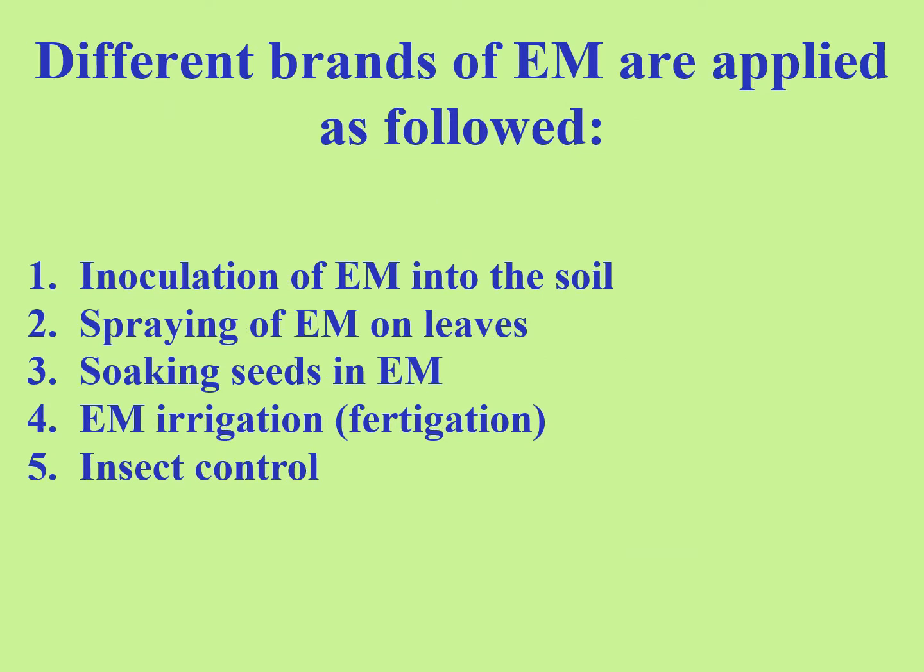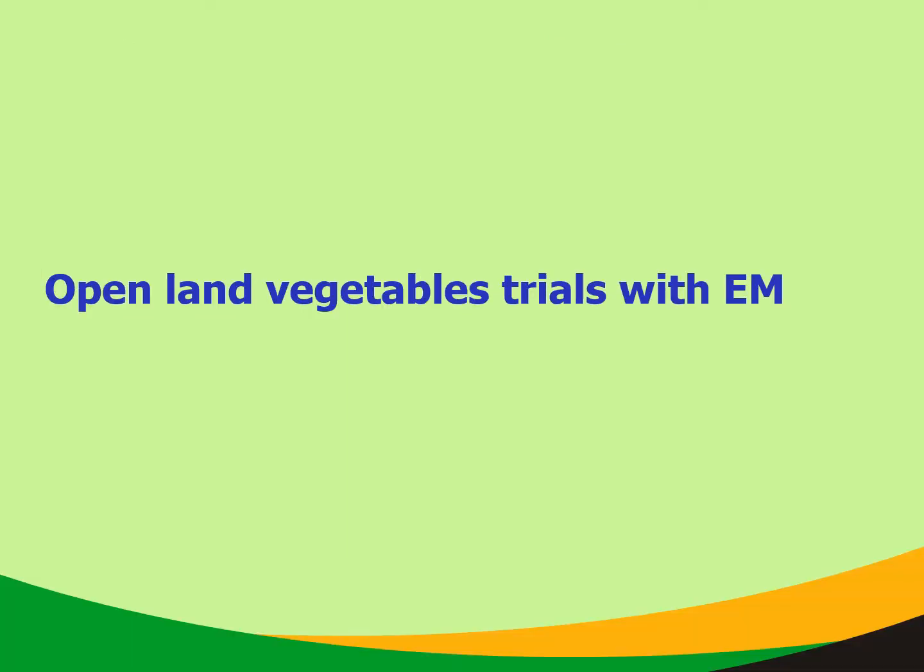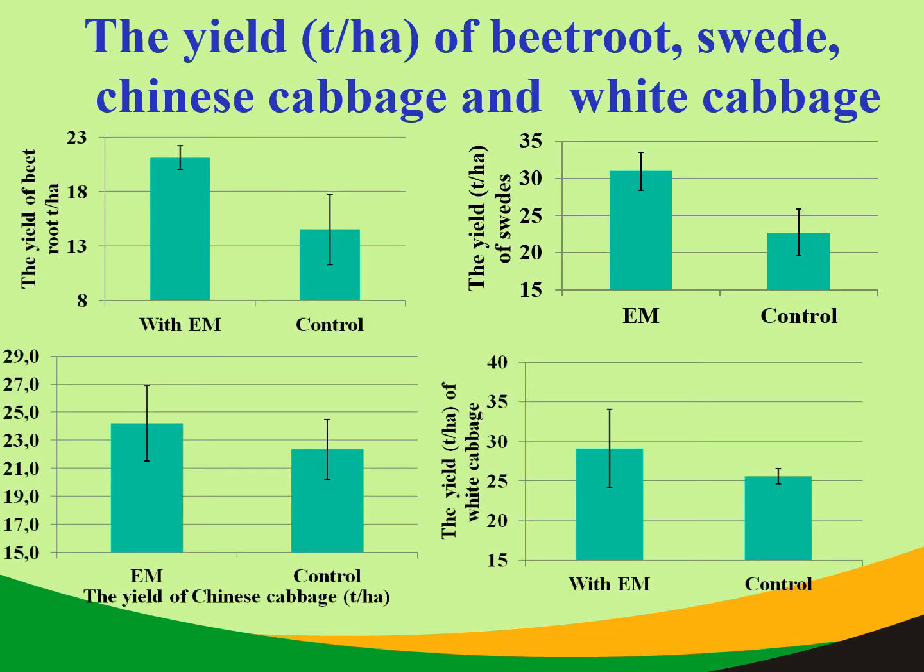Different brands of EM are applied as follows: inoculation of EM into the soil, spraying of EM on leaves, soaking seeds in EM, EM irrigation, fertigation, insect control. Open land vegetable trials with EM, what I made. The yield, tons per hectare of beetroot, swede, Chinese cabbage and white cabbage.